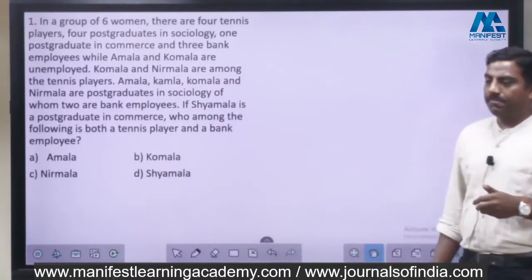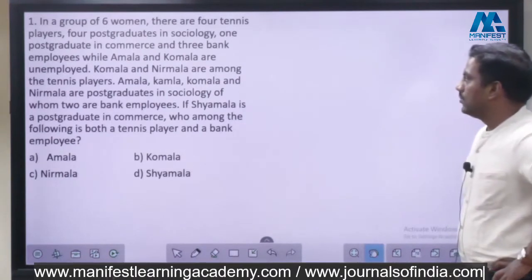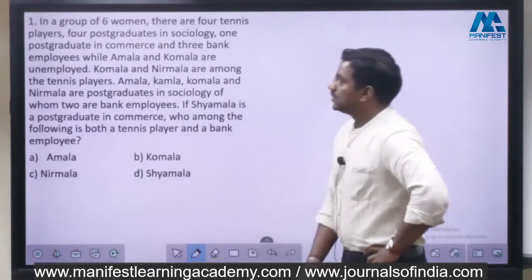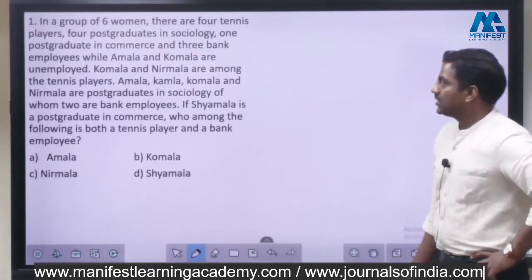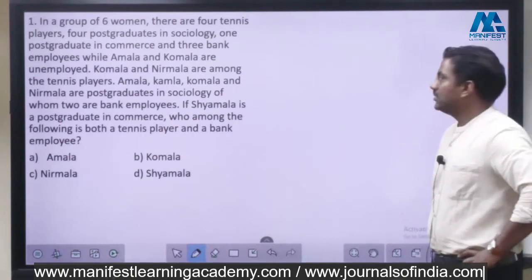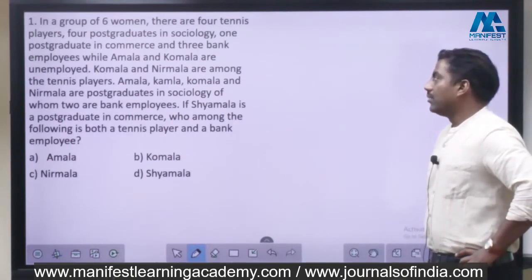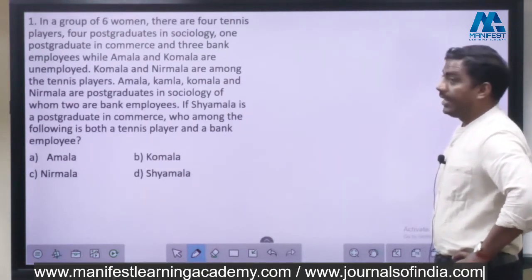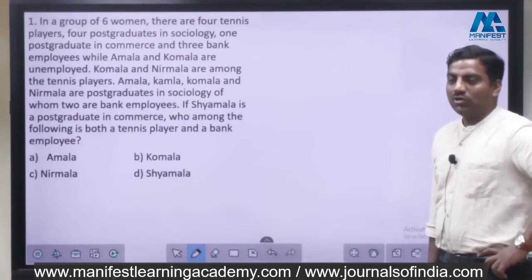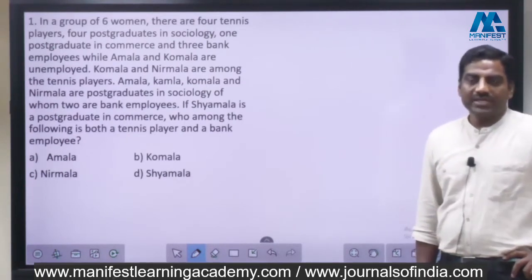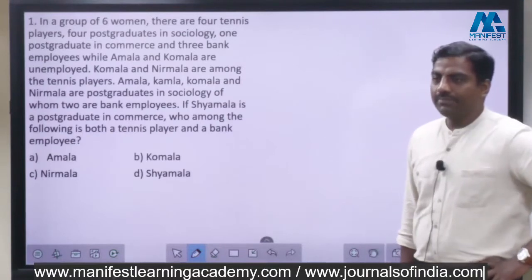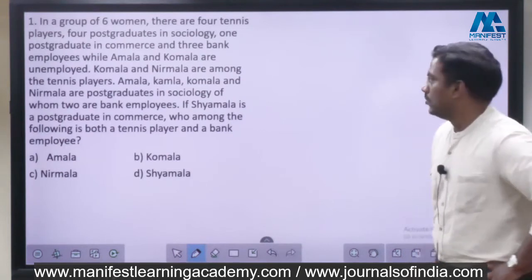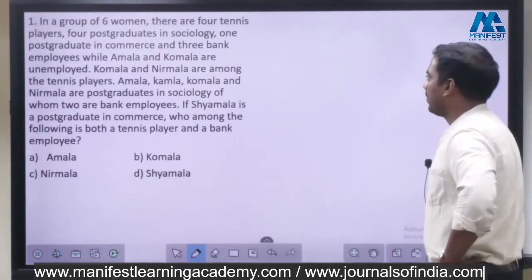In a group of six women, there are 4 tennis players. In a group of 6, 4 are tennis players, 4 postgraduates in sociology, 1 graduate in commerce, and 3 bank employees. Then you will see 4 plus 4 plus 1 plus 3, so 12 are there, but only 6. Those 6 can have different achievements, or they can be put in different categories. Some people will be put in more than 2 or 3 categories. Possible, right? They are not mutually exclusive.